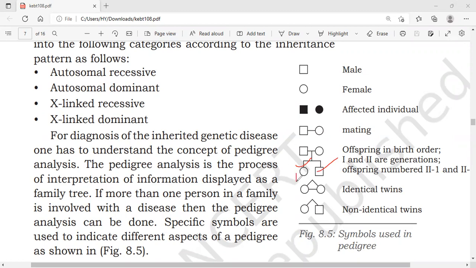And in order, the first offspring and then the second offspring will be in that order. And now identical twins are given next, and these are non-identical twins. If they are not connected by the lines, then they are non-identical twins. They are not separated by a vertical line, they're separated by a triangle.